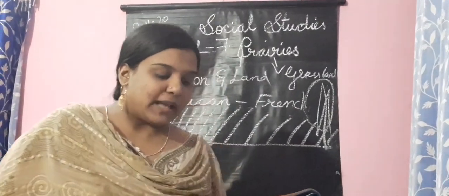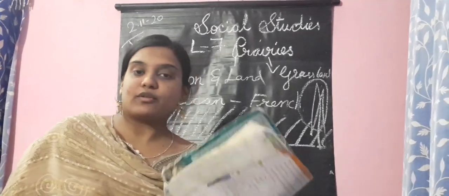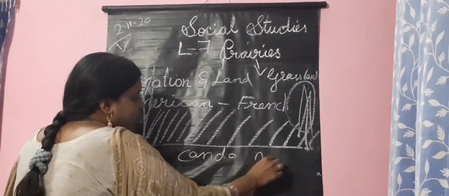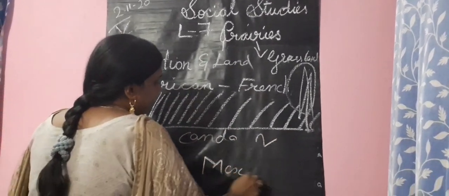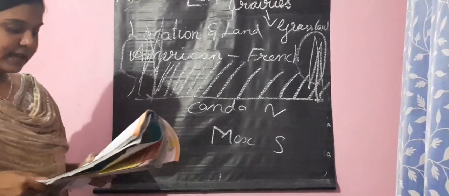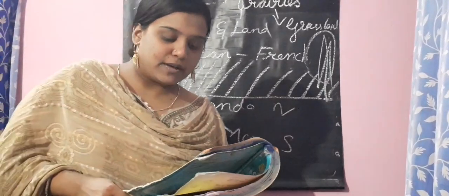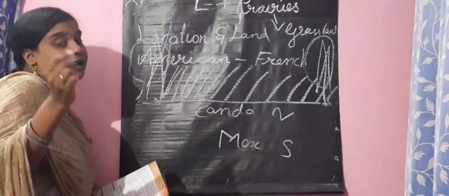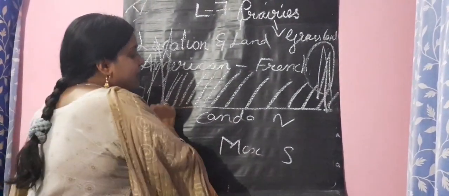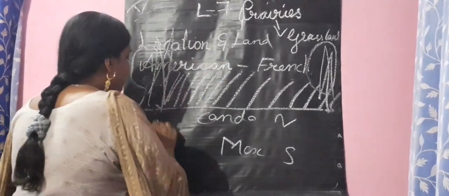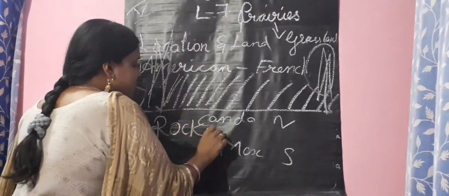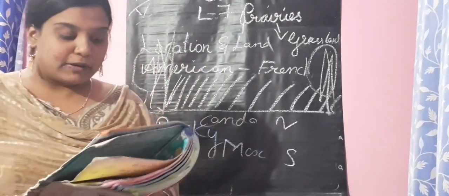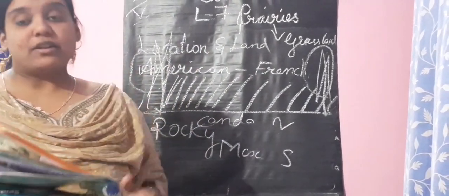The prairies stretch from Canada in the north to Mexico in the south. It is bordered by the Rocky Mountains in the west and the Great Lakes and River Ohio in the east. Bordered means covered. You can find it between the Rocky Mountains and the Great Lakes and River Ohio.